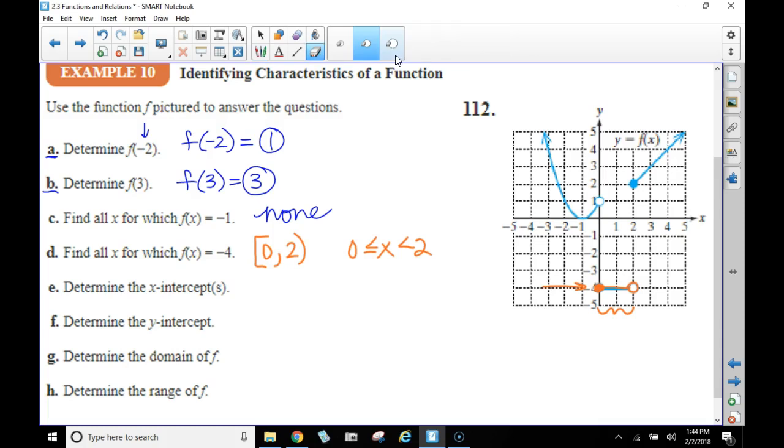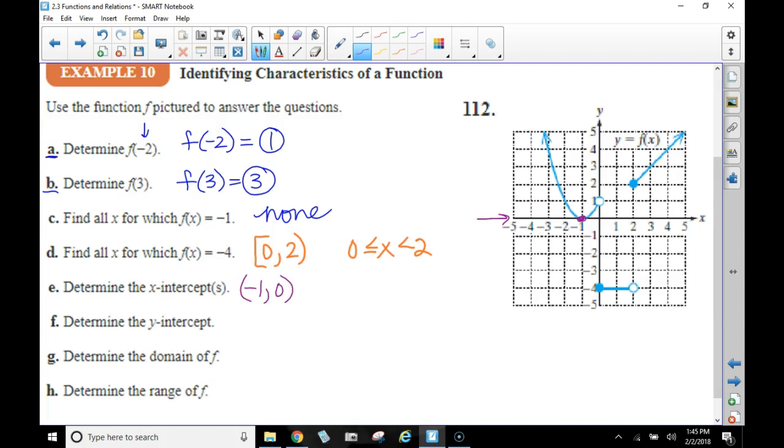Now in part E, it says to determine the x-intercept or intercepts if there's more than one. Where does the graph cross the x-axis, or at least touch the x-axis? We only have one x-intercept, and that is at the point -1, 0.